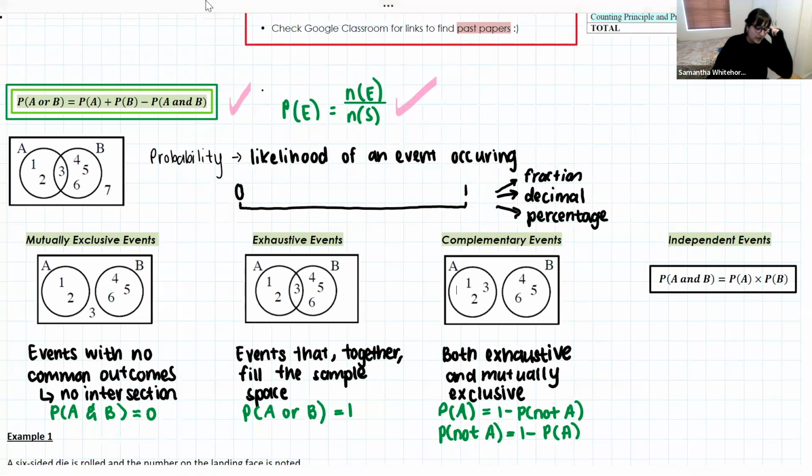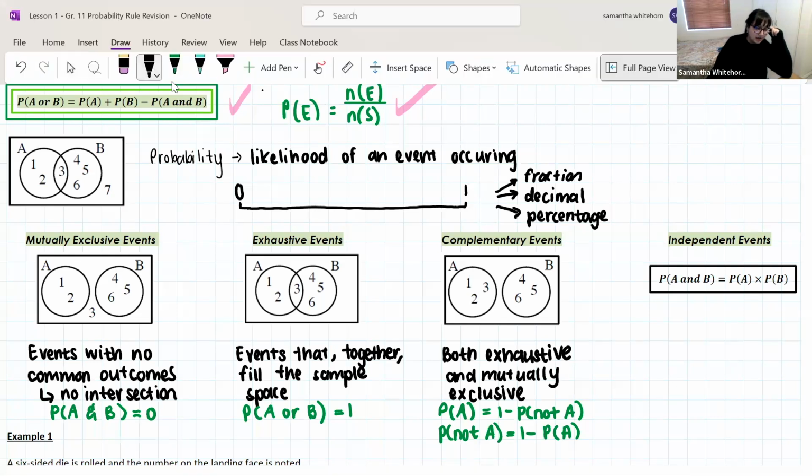Right, independent events is not really something we can visualize. But independent events is where the probability of one event is not influenced by whether or not the other event occurs. So for example, your shoe size does not affect your maths mark, okay? Those two would be independent events. Whatever your shoe size is has no effect on what maths mark you get. So they are independent of each other.